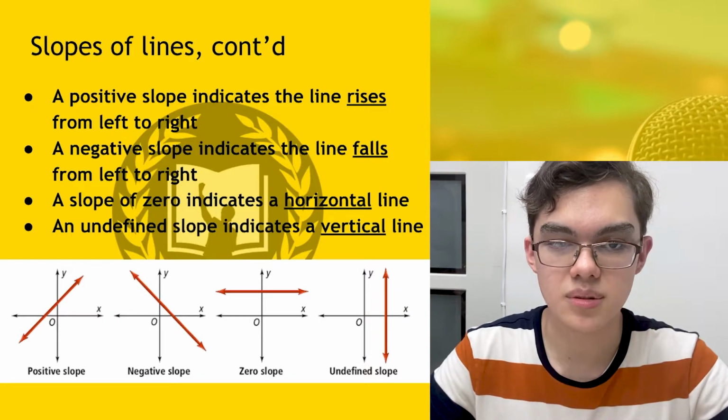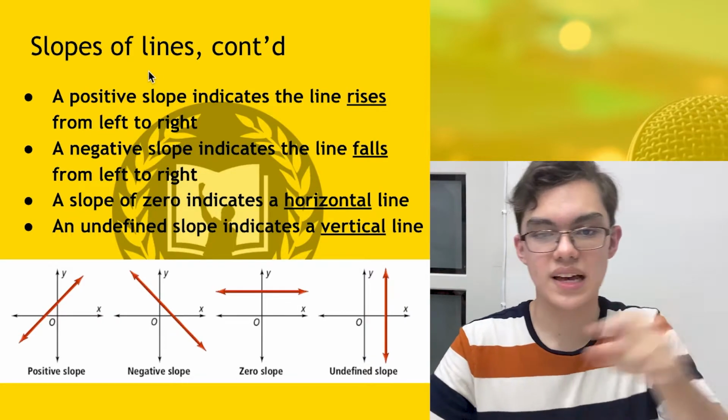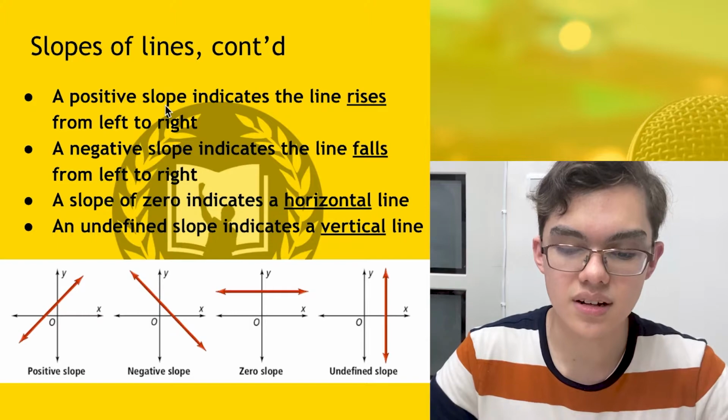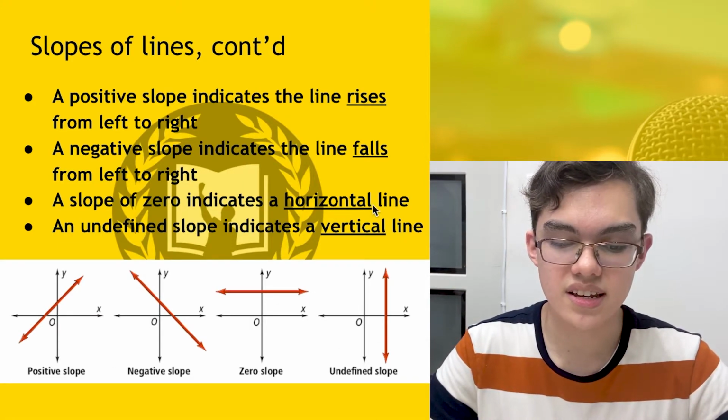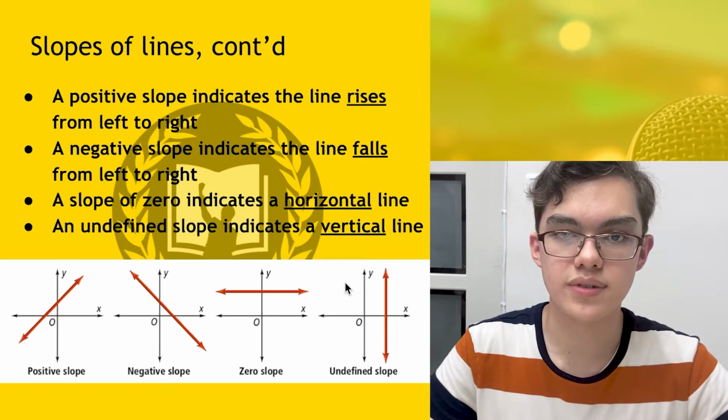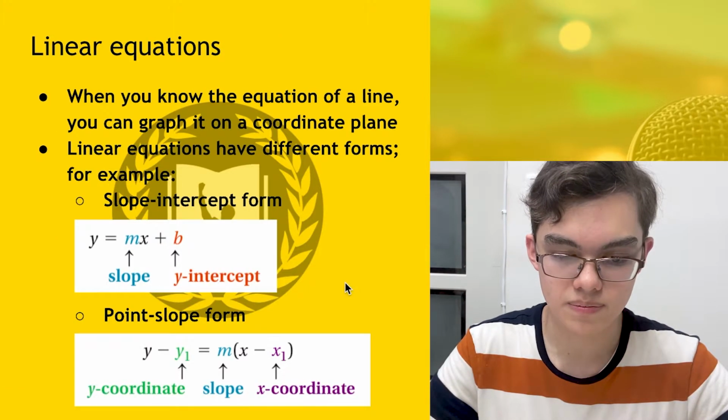Their slope is going to be 0. They have no slope, they're a flat line. And finally, an undefined slope indicates that the line is vertical. So if it's a vertical line, it has an undefined slope. That's true for every vertical line in the coordinate plane.